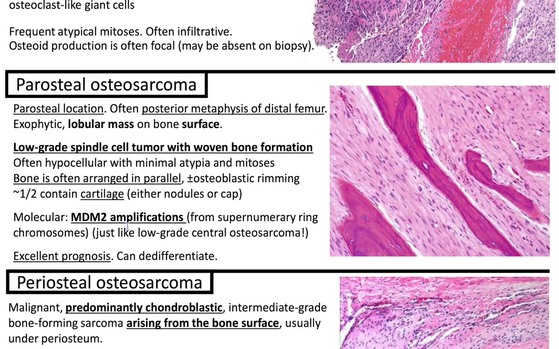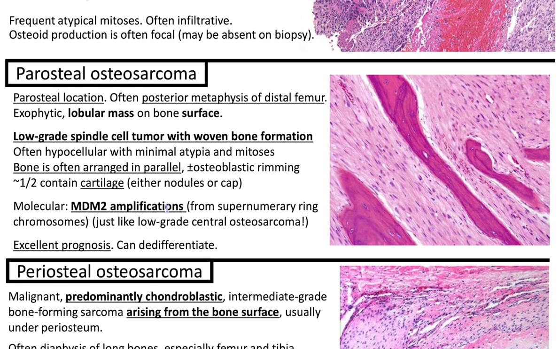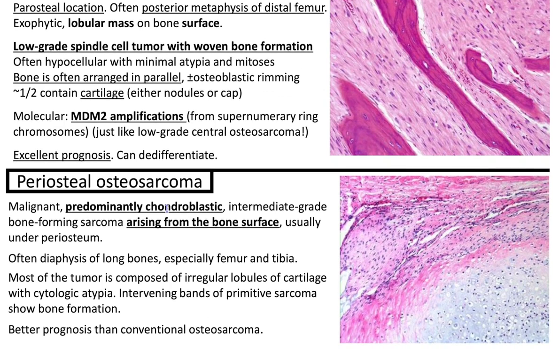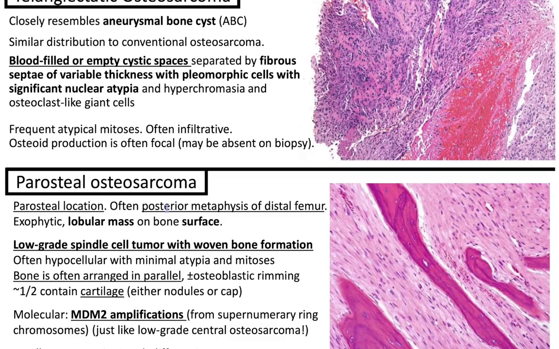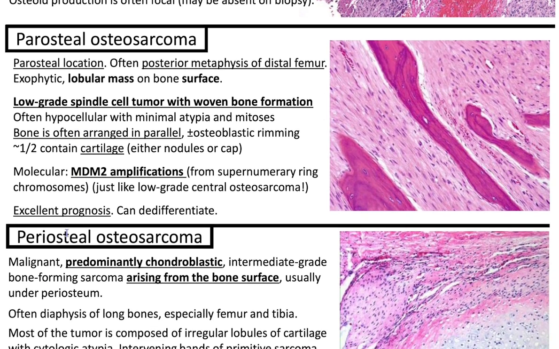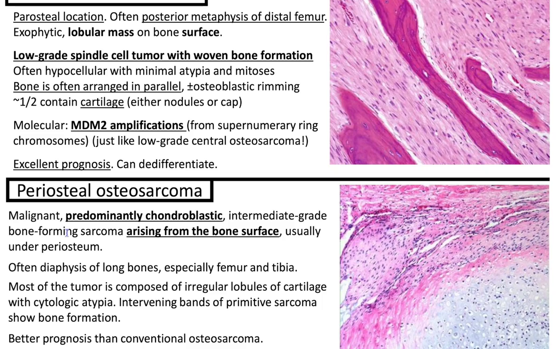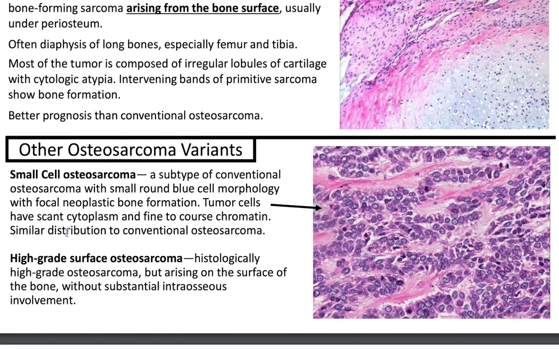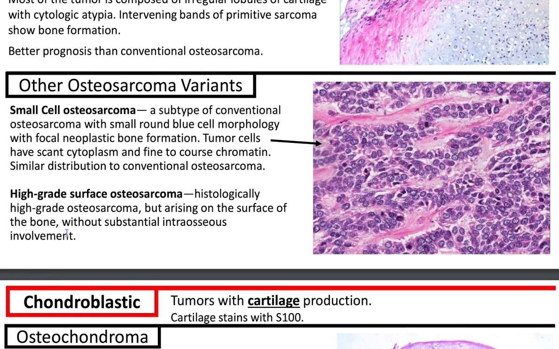You can have your parosteal osteosarcoma. This is also an MDM2 amplification, and it has excellent prognosis. And then you have your periosteal osteosarcoma. In between, the way I like to think of it, your parosteal and central is your periosteal, both in prognosis and location. And then you can have small cell osteosarcoma, high-grade surface osteosarcoma.